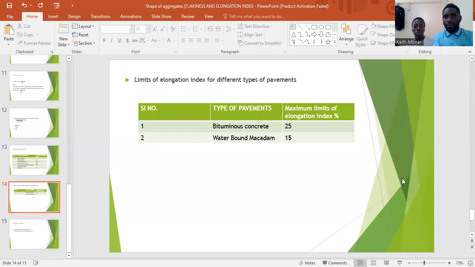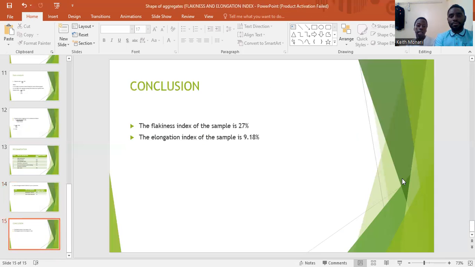A further research on the elongation index gave us two parameters, that is the bituminous concrete and water-bound macadam. The maximum limit of elongation for the bituminous concrete was 25%, while that for the water-bound macadam was 15%. Based on our experiments, the elongation that we obtained can be used on both the bituminous concrete as well as the water-bound macadam. Now, in our conclusion, we found out that the flakiness index of the sample is 27%, while the elongation index of the sample is 9.18%.